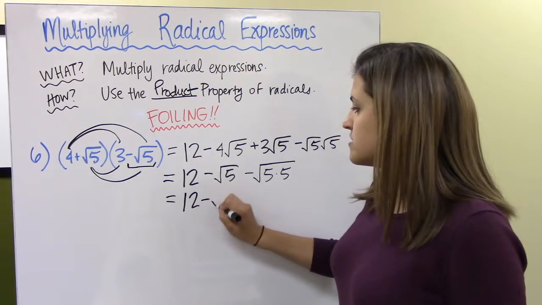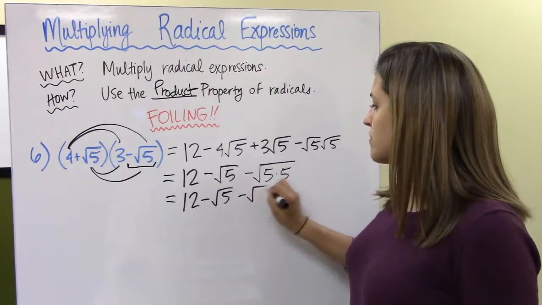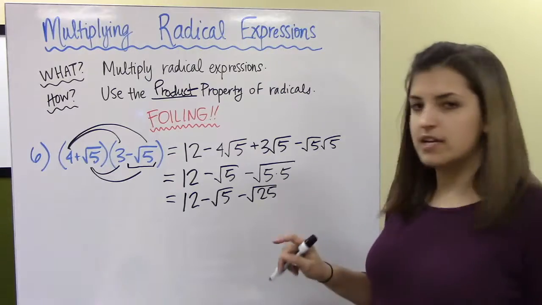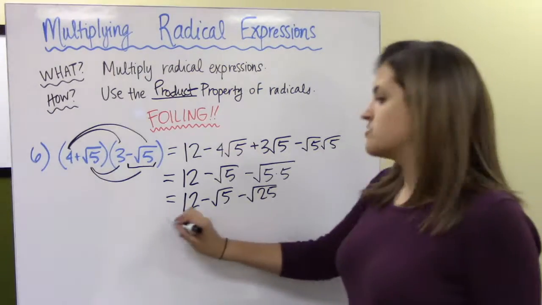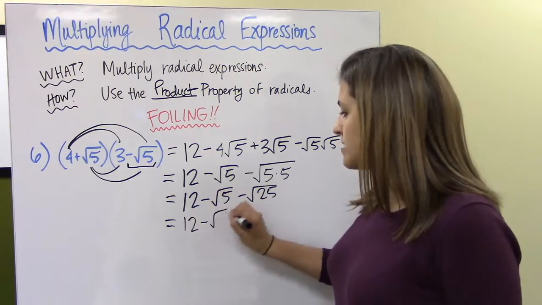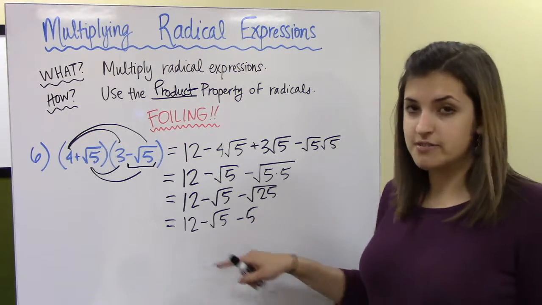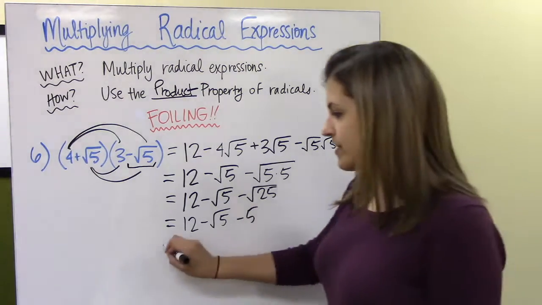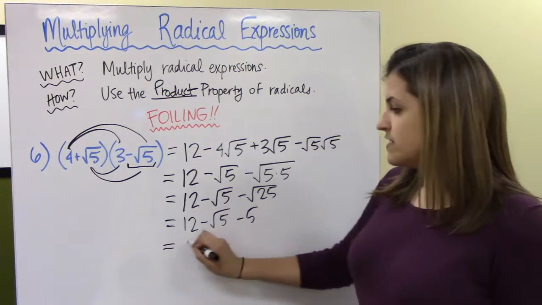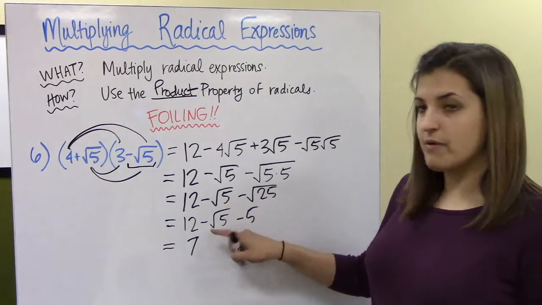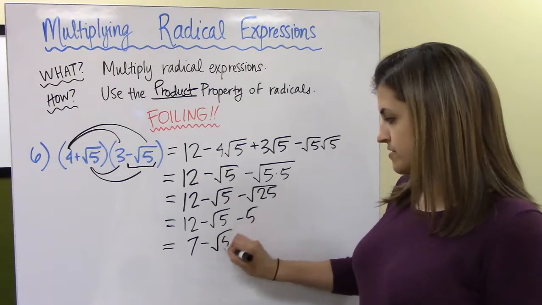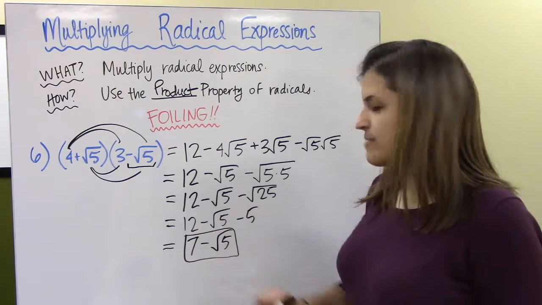I can rewrite this again. I have 12 minus square root of 5 minus the square root of 25, and the square root of 25 is 5, so I'll rewrite this down here. 12 minus the square root of 5 minus 5. And since I have two numbers, I can subtract those, and I think I'll have my final answer. So 12 minus 5 is 7, and I can't forget my radical here, so 7 minus the square root of 5. That is my final answer.